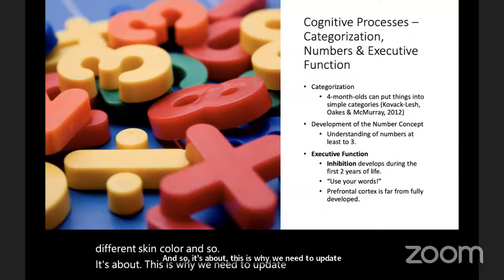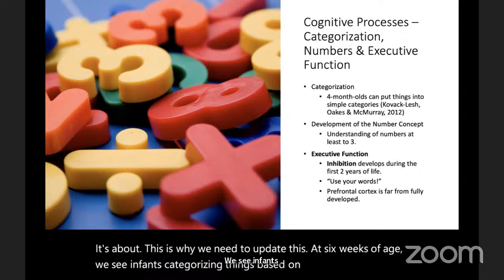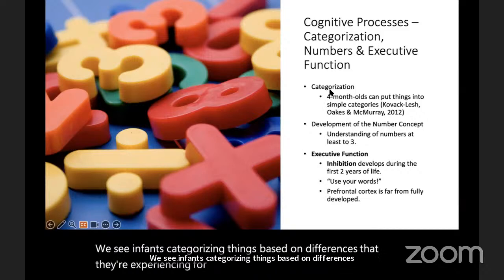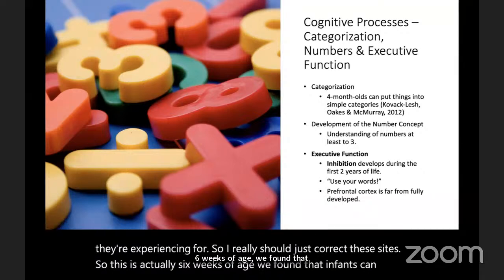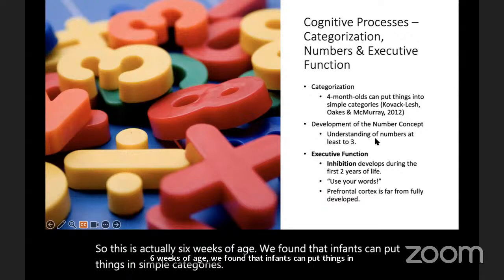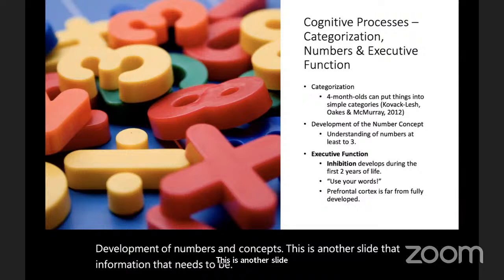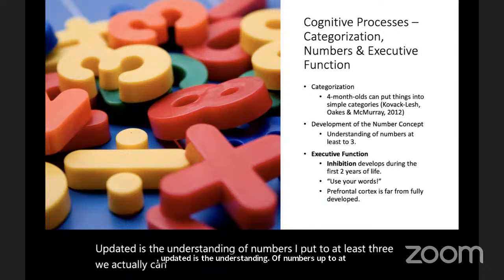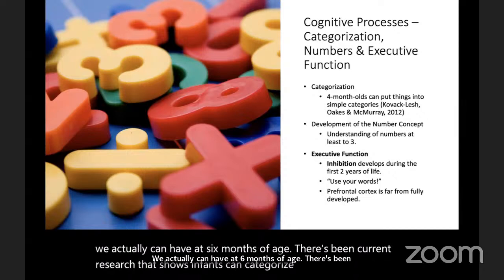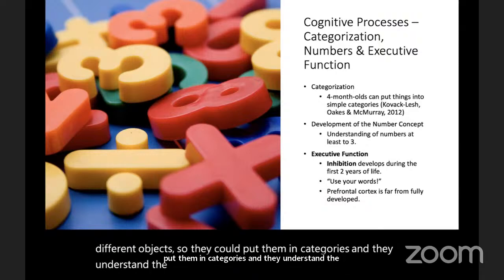At 6 weeks of age, we see infants categorizing things based on differences that they're experiencing. So I really should just correct these slides. So this is actually 6 weeks of age. We found that infants can put things in simple categories. Development of numbers and concepts: this is another slide that needs to be updated. The understanding of numbers is up to at least 3. At 6 months of age, current research shows infants can categorize things up to about 24 different objects. So they can put them in categories and they understand the limits and the numbers of that.